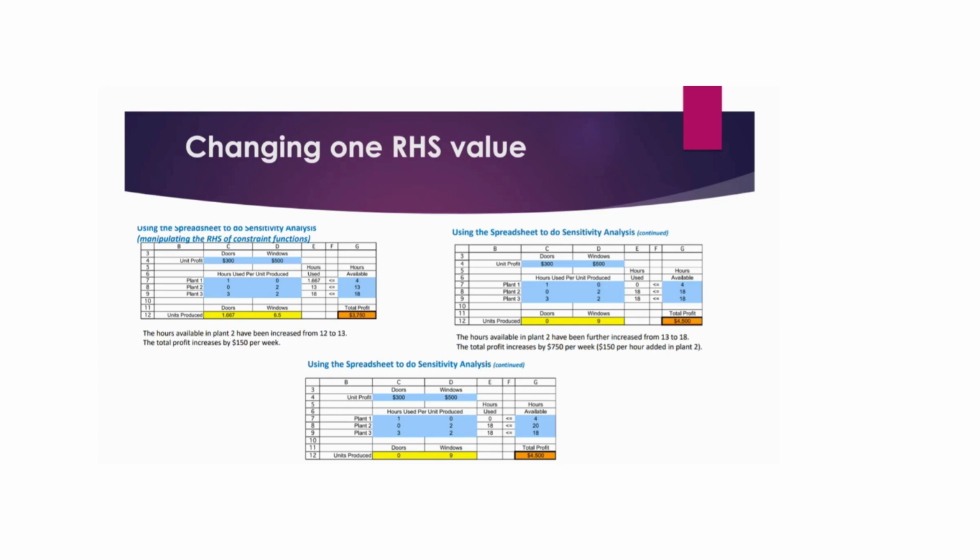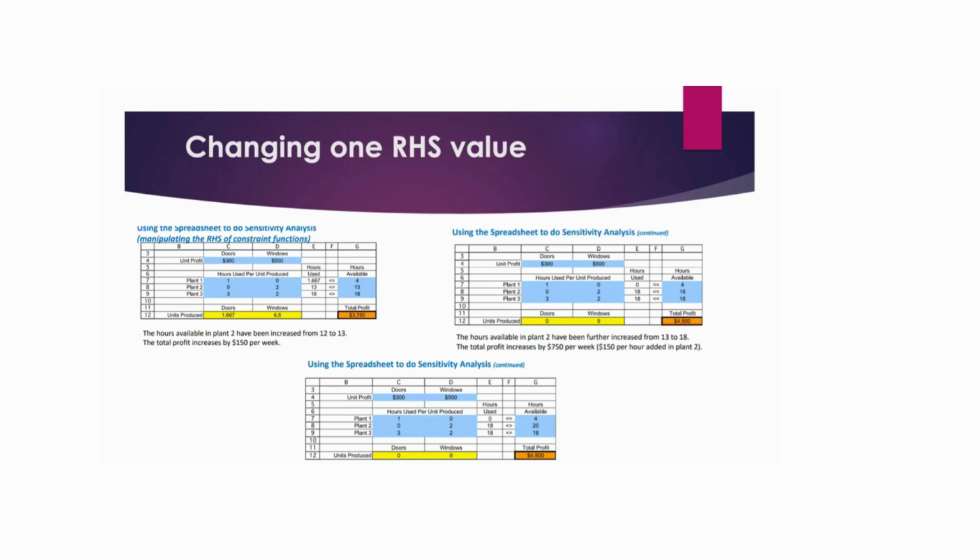Now let's look at the right side spreadsheet. The hours available in Plant 2 have been further increased from 13 to 18 hours. Now look at the total profit. It increases by $750 per week, or $150 per hour added for Plant 2.